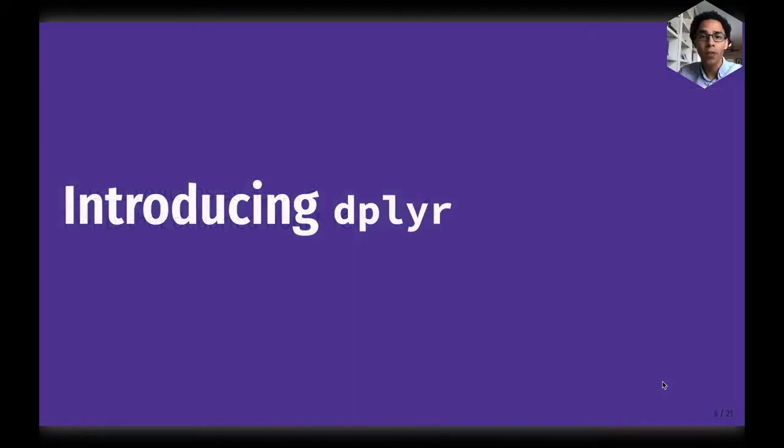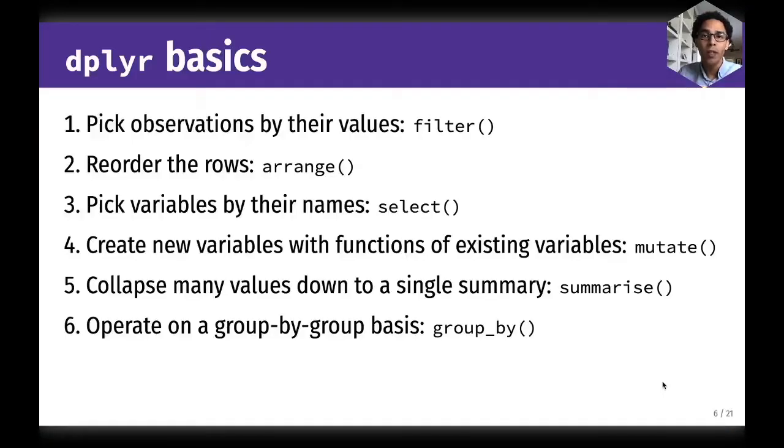So let's introduce dplyr. dplyr basics include at least these 6 different verbs or functions. Sometimes you want to pick observations by their value or condition, and this can be accomplished using the filter function. Other times you want to reorder the rows, and there is a handy function for that called arrange. Other times you want to pick variables by their name, and you want to reorder the set of attributes that you have in your data frame. You can accomplish that via the select function.